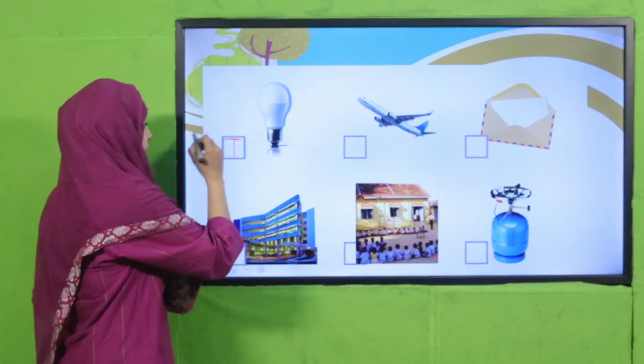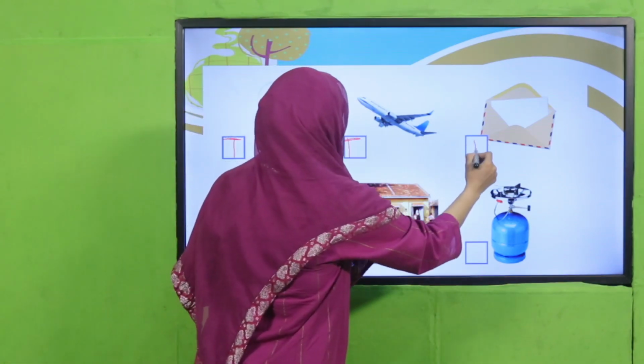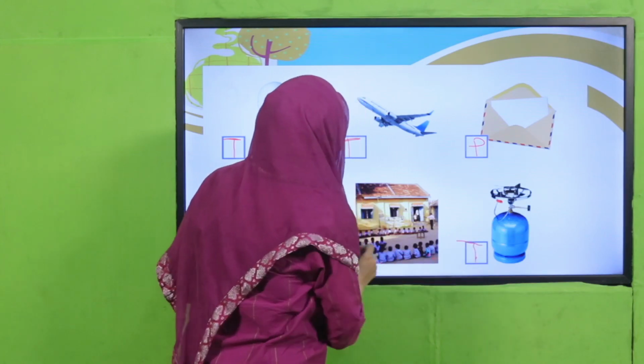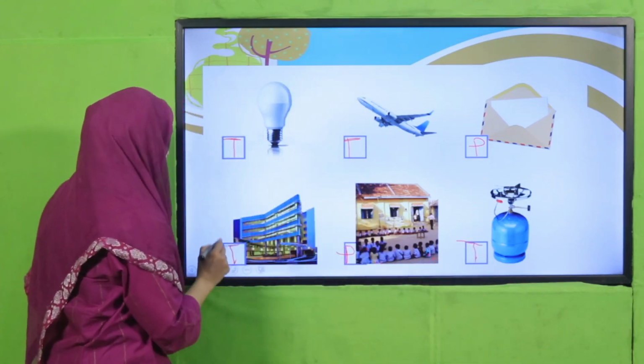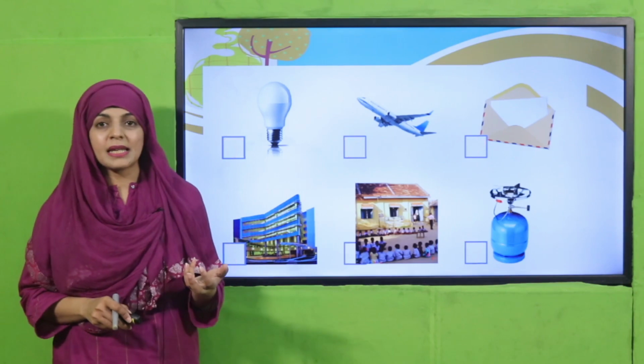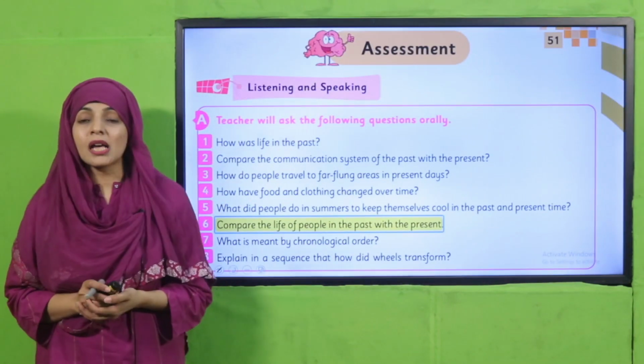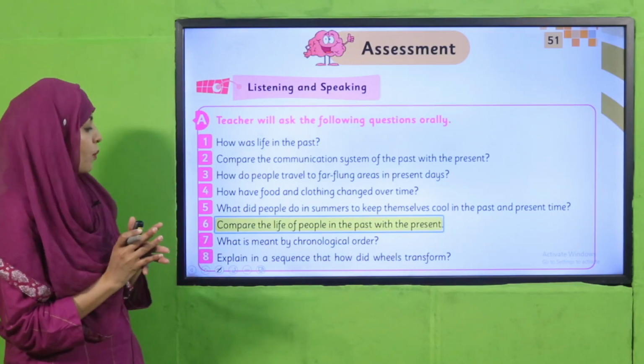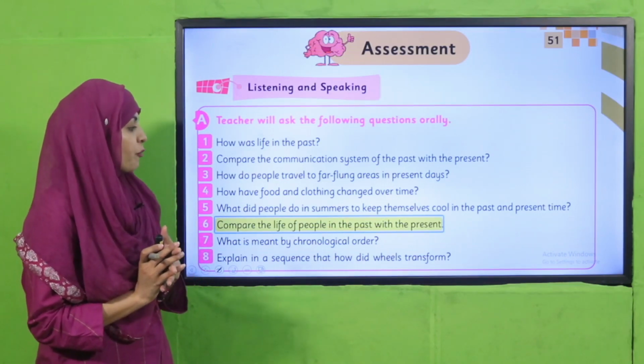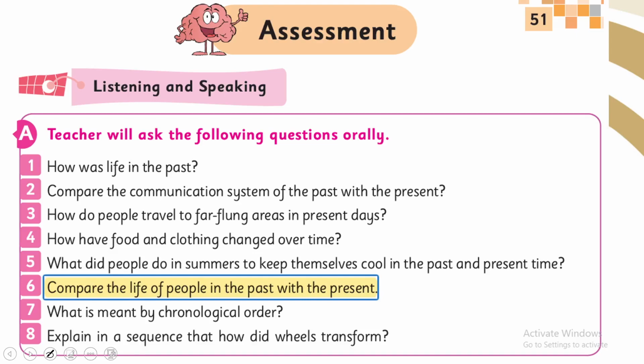As this is T, this is also T, this is P, this is T, this is P, and this is T. So this is how you will complete it, and we will move forward towards the evaluation. For evaluation, I will ask question number 6 from page number 51. Compare the life of people in the past with the present.